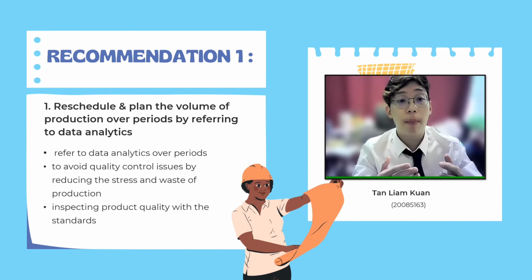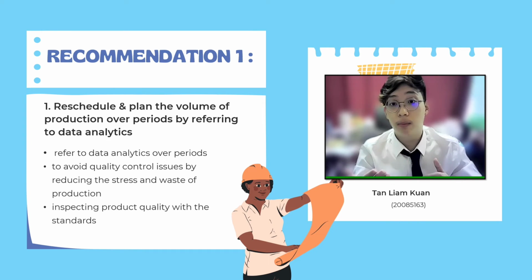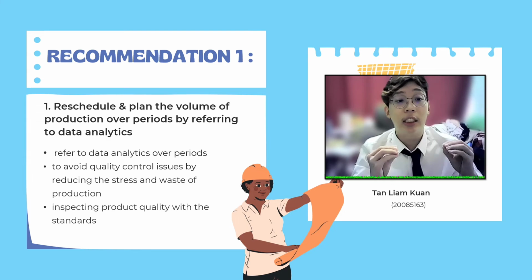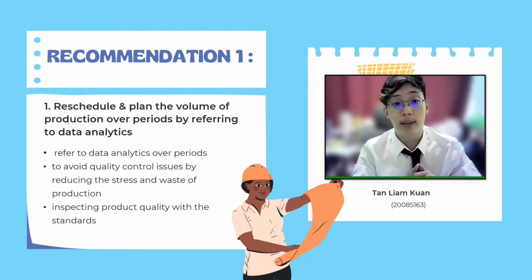We recommend Peloton adopt cyber physical production systems (CPPS) that match the purpose of providing real-time tracking of orders, machine interaction, and inventory levels. This recommendation is to avoid quality control issues by reducing production stress and waste, and to inspect supplier materials and product quality against standards.